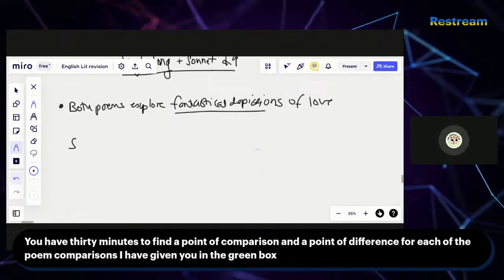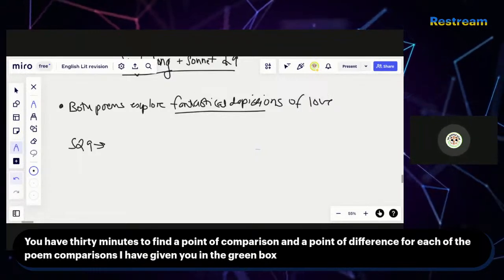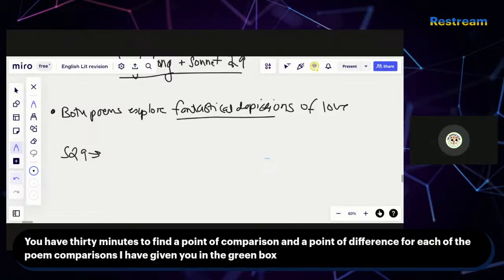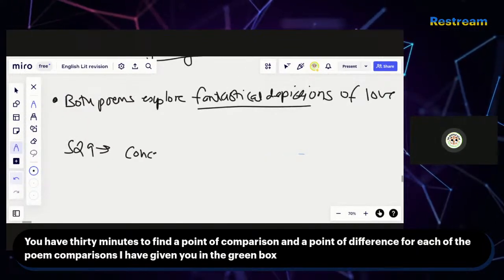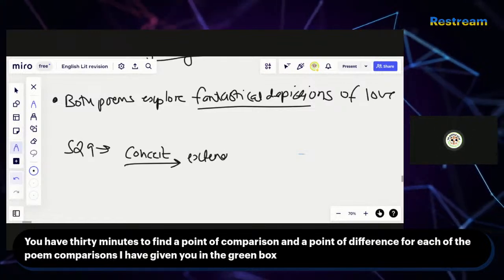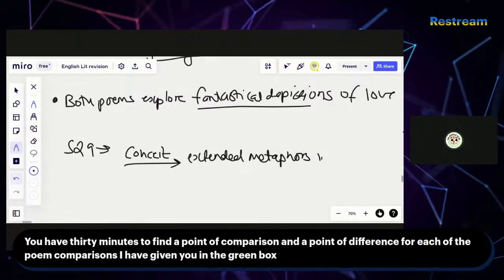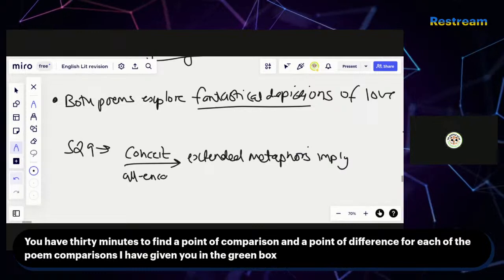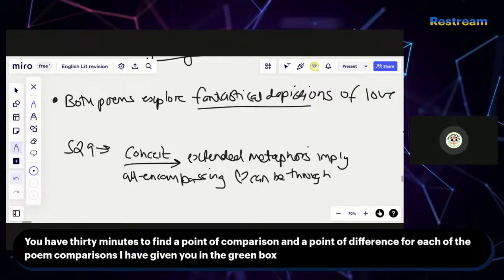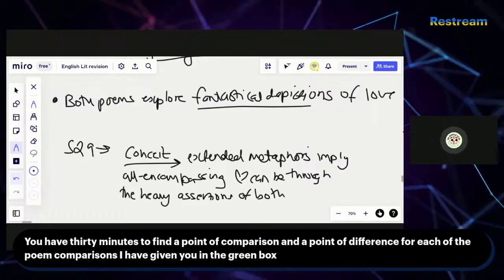Now, in Sonnet 29, the conceit is being employed through the extended metaphor that implies the sexual and spiritual aspects of love, which show how all-encompassing love can be. So it's quite a long thing to say. The conceit just means the main idea. So the conceit in Sonnet 29 is employed through extended metaphors which imply how all-encompassing love can be through the heavy assertions of both the sexuality and the spirituality of love.